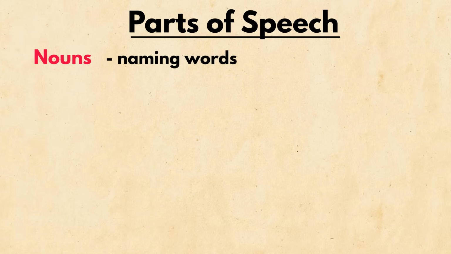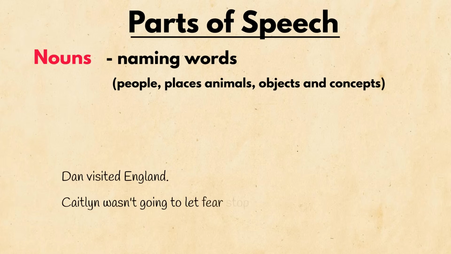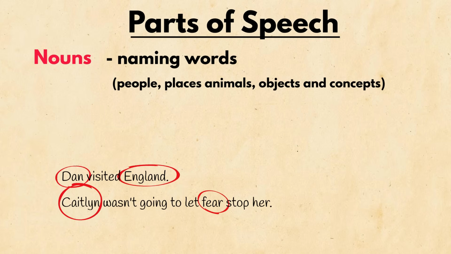Nouns are naming words. They name people, places, animals, objects, and concepts. For example, Dan visited England, and Caitlin wasn't going to let fear stop her. In the first sentence, the words Dan and England are nouns. In the second sentence, Caitlin and fear are nouns.